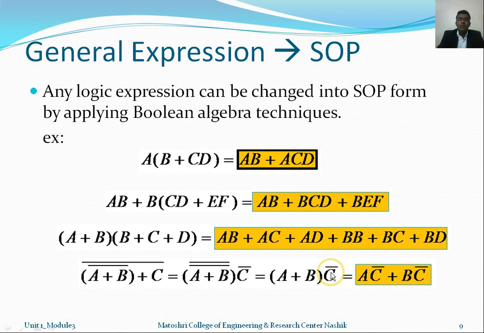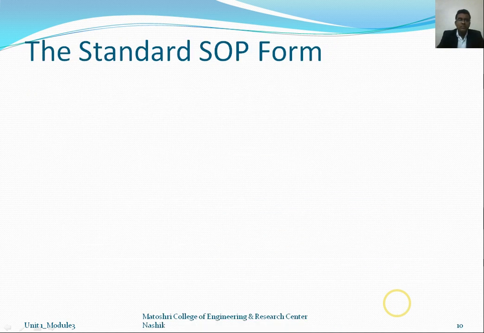So we are ending the AC bar and we are ending the BC bar. So we are getting the first product term as the AC bar, which is summed with the BC bar. The AC bar is the first product term and BC bar is another product term, which are summed. So we call it a sum of these two product terms. These are the general expressions.